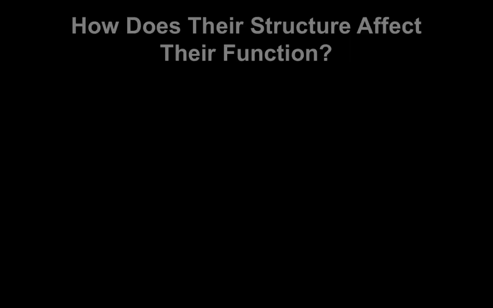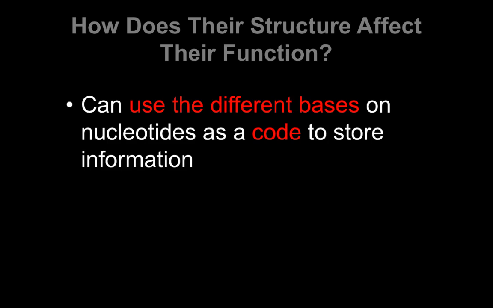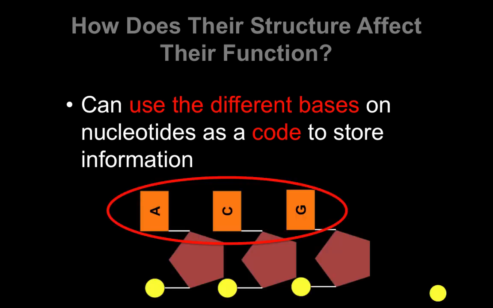So how does their structure affect their function? The main thing is nucleic acids have these different bases, and they can arrange these bases in a way to act as a code. So for example, these three bases, A, C, G together, think of it like words. That word codes for a specific amino acid which will be used to make a protein. And so in this way they are able to code for information.